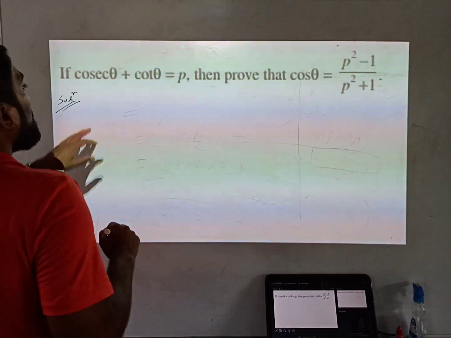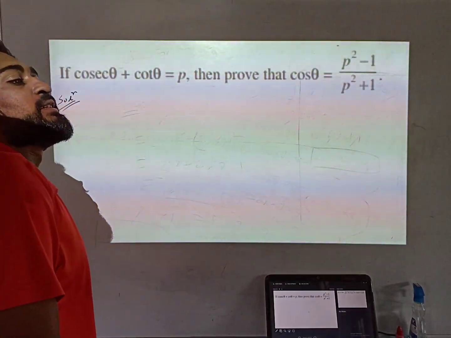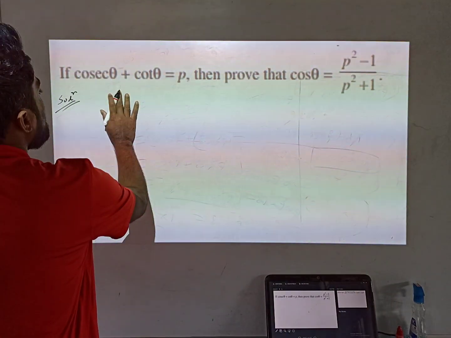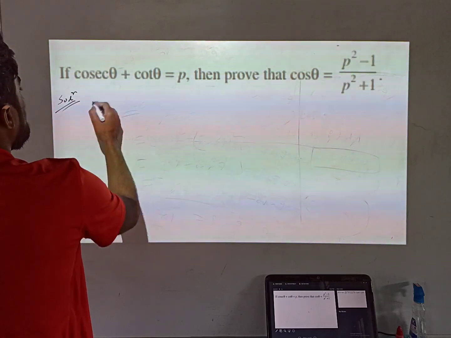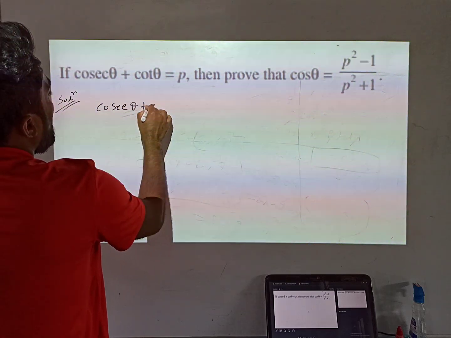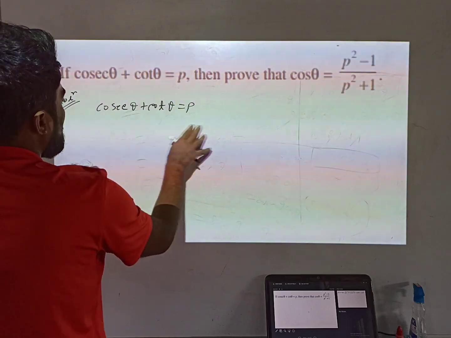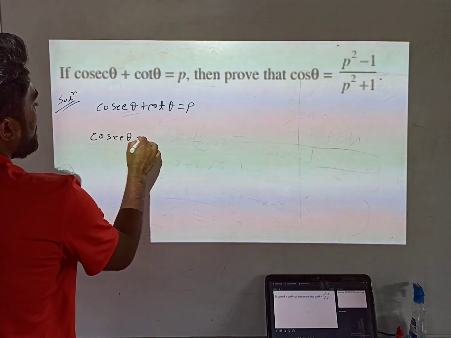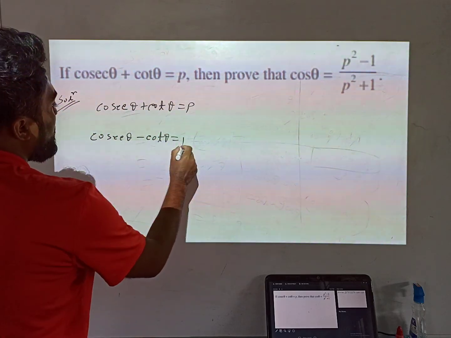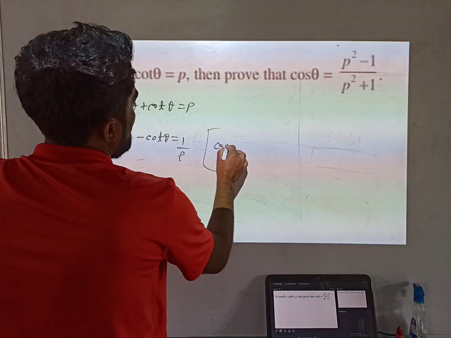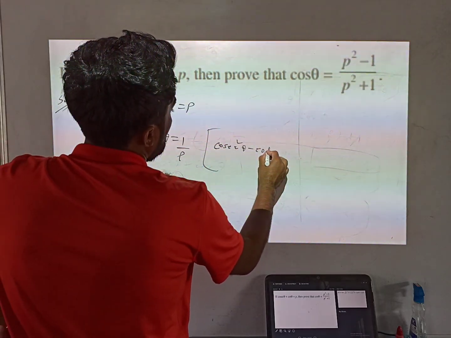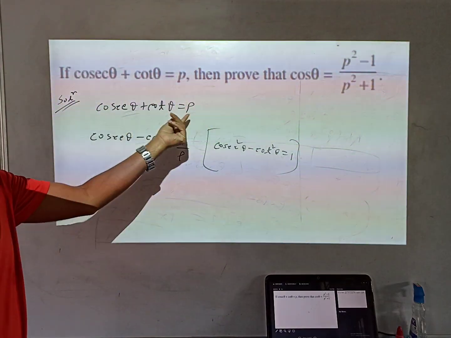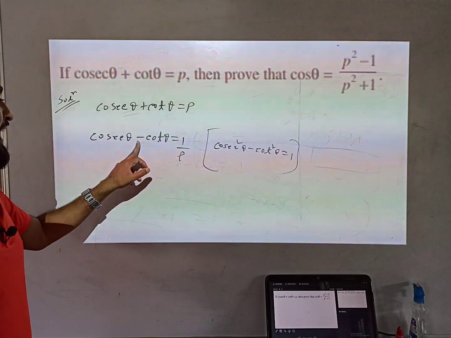So see, we know the second identity. What is the third identity? That is cosec square theta minus cot square theta equals 1. So first we will write what is given. So cosec theta plus cot theta equals p, right? So quickly I can write cosec theta minus cot theta equals 1 by p. Why? Using cosec square theta minus cot square theta equals 1. Are you getting this part or not? If cosec plus cot equals p, then cosec minus cot will be 1 by p.